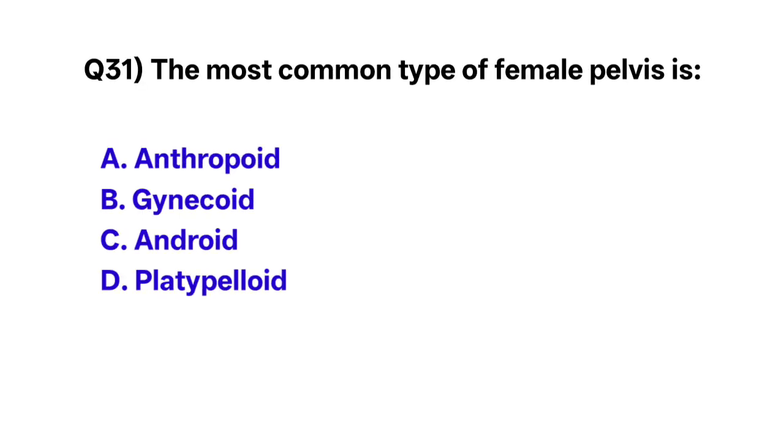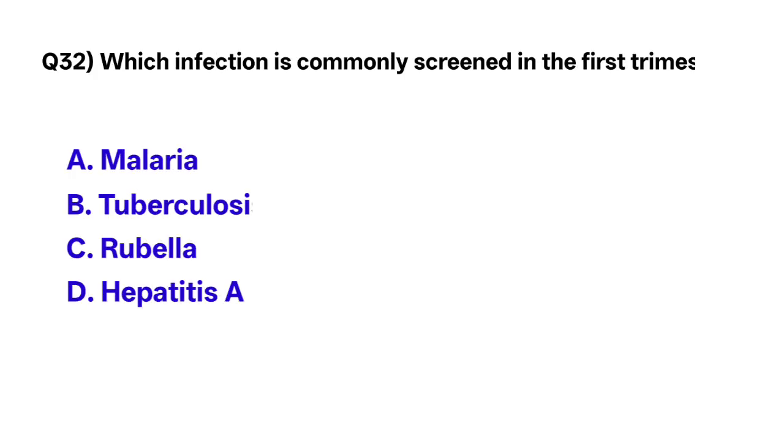Question number 31. The most common type of female pelvis is? The correct option is B. Gynecoid. Question number 32. Which infection is commonly screened in the first trimester? The correct option is C. Rubella.